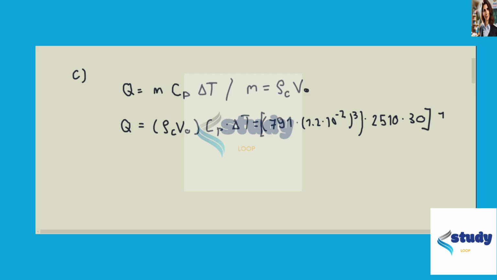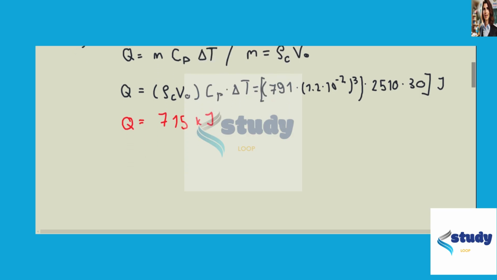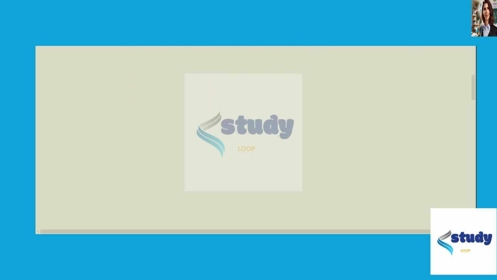All of this will be in joules, but when we evaluate these numbers using a calculator, we obtain that Q equals, and we will express this in kilojoules, 715 kilojoules. This is for part C of the problem.